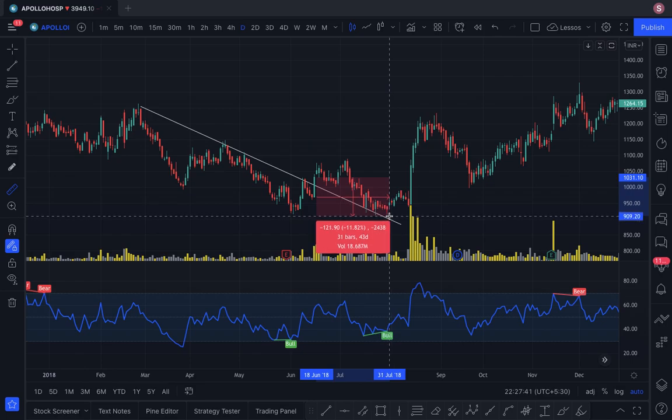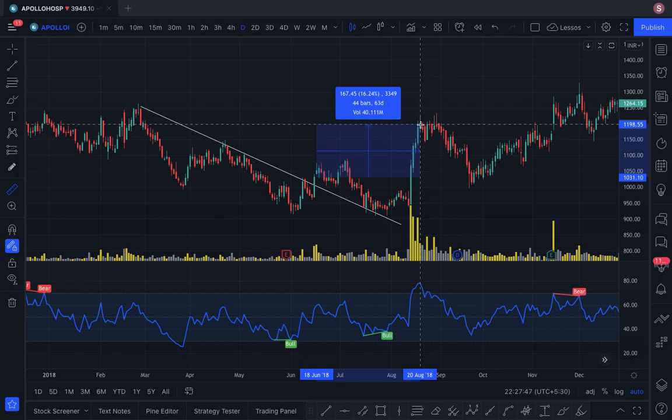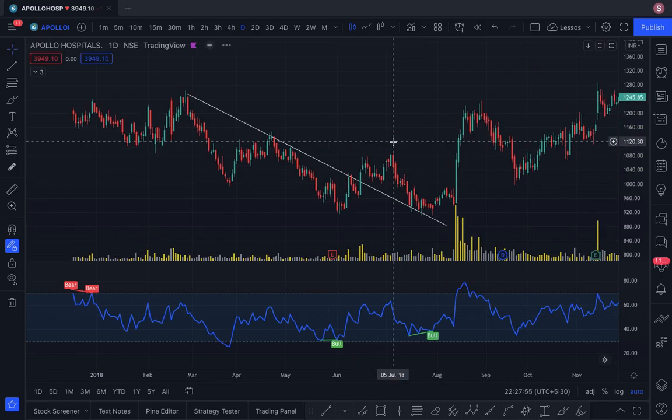Now the price eventually came down, but Apollo Hospital is a good stock. You would have continued to hold it. You see, it would have given you 16% over a period of how many? 63 days. That's approximately 2 months. 16% is not a bad deal, right?